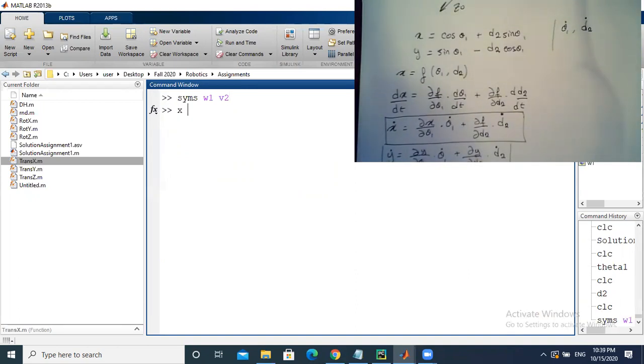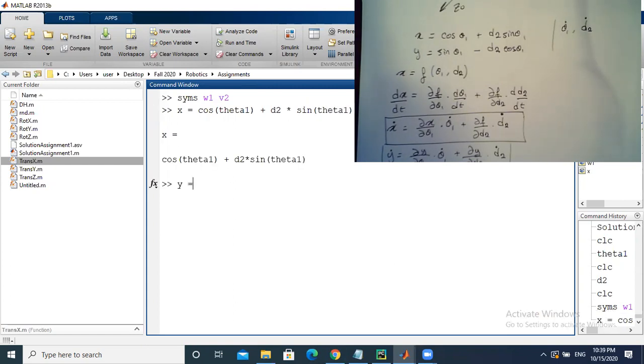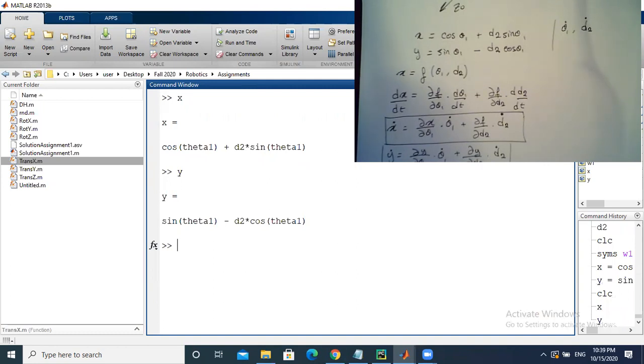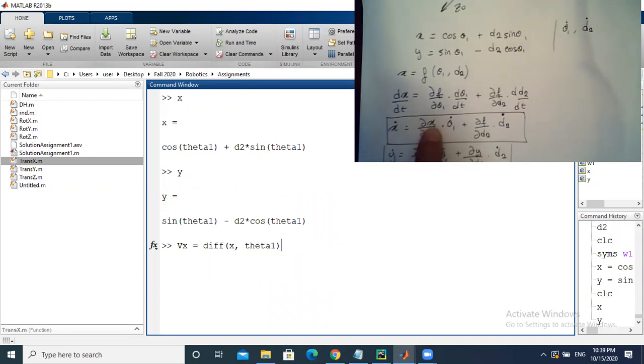So now let's write what is x. x is equal to cosine theta 1 plus d2 times sine theta 1. y is equal to sine theta 1 minus d2 times cosine theta 1. Okay, just x and then y. So if I want to find the velocity, right, v in x direction is equal to diff, the partial derivative of x with respect to what? Theta 1, right? That is this one. So in MATLAB, this is diff of x with respect to theta 1 multiplied by theta 1 prime.